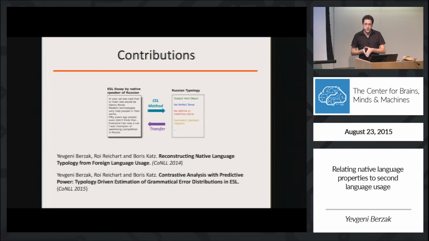So there are more results related to this line of research and more ongoing projects. And again, I invite you to take a look at the papers below.